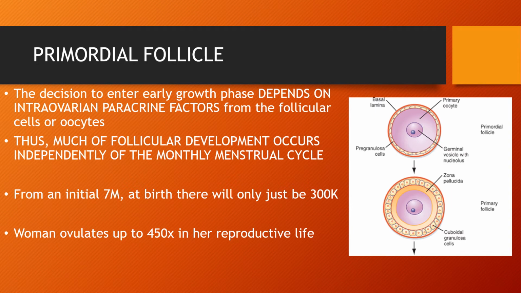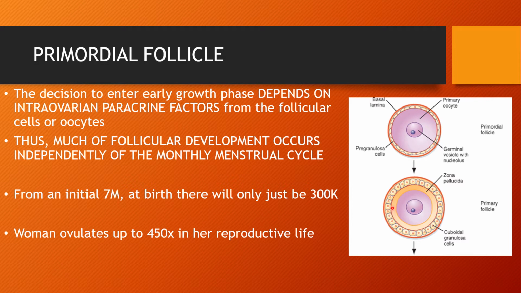Let's talk about the primordial follicle. It is the start, or the youngest phase, of an egg. The decision to enter the early growth phase depends on the intra-ovarian paracrine factors from the follicular cells or oocytes. Thus, from an initial 7 million, at birth there will only be around 300,000.